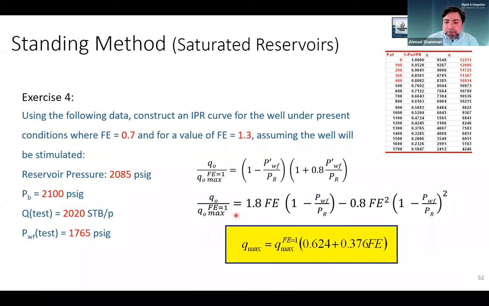This is an example, and I recommend that in your free time, you try to solve this and try to understand what we're trying to do here. I will just describe how we are going to solve this. Using the following data, construct an IPR curve for the well under present conditions where flow efficiency equals 0.7, right? So what do we mean by present conditions? If we are going to use Vogel IPR, IPR represents the case when there is no skin, right?